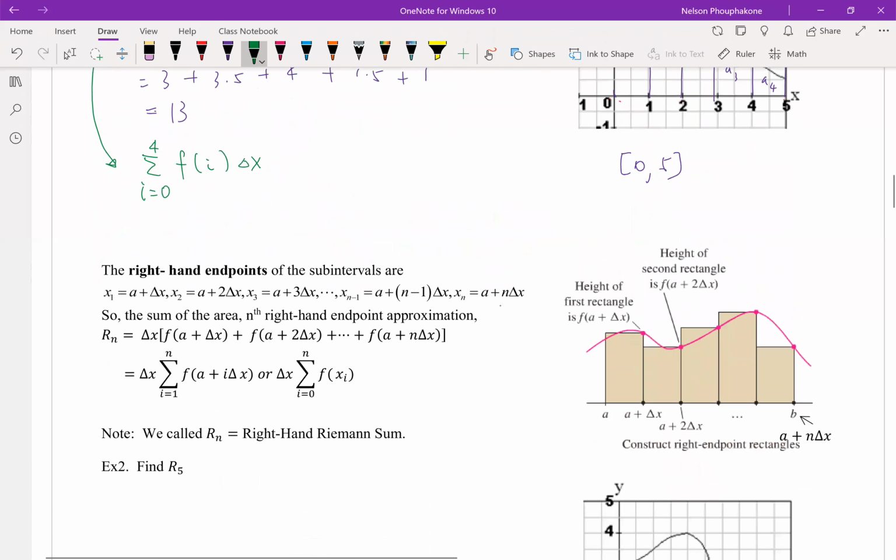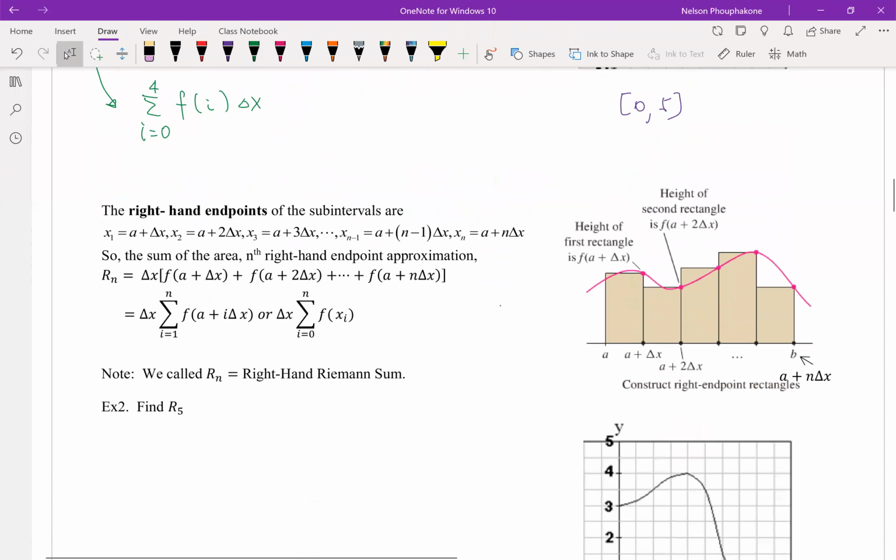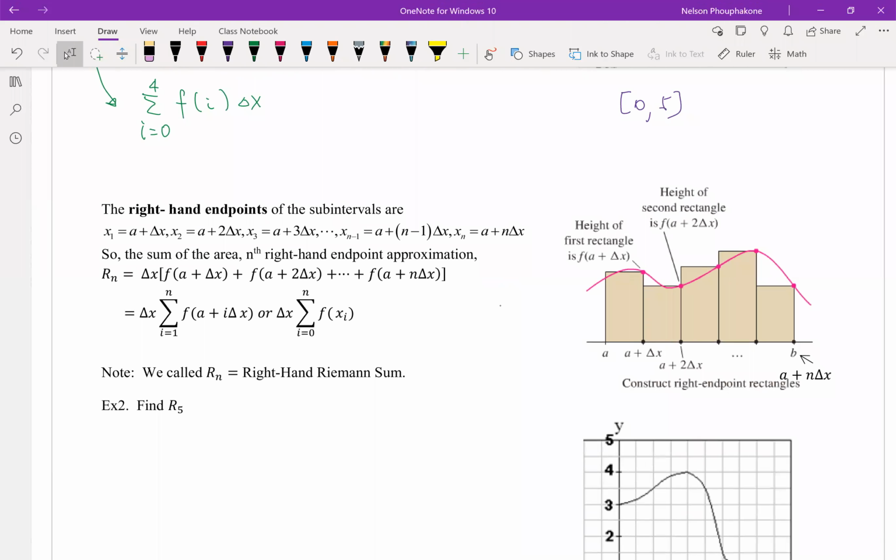Now, let us learn another one, which is the right-hand endpoints, or the right-hand Riemann sum. The right-hand Riemann sum is actually, instead of using the endpoint from the beginning, we work with this one. We work with the right-hand endpoint now. So those are the endpoints that we have.